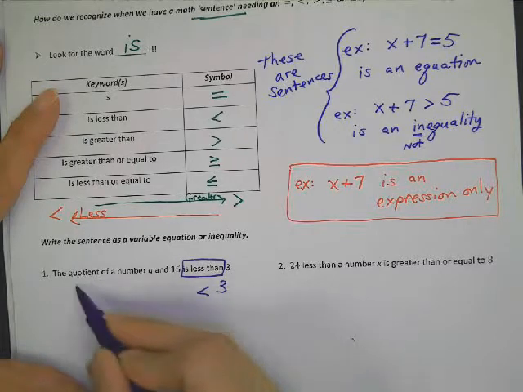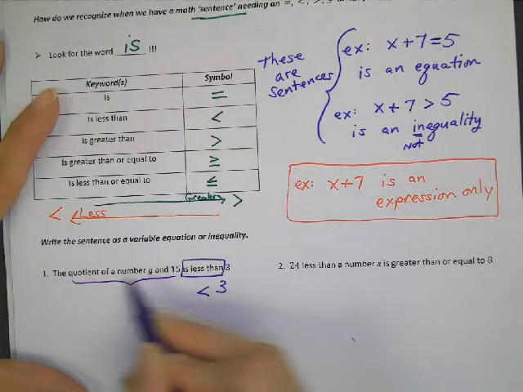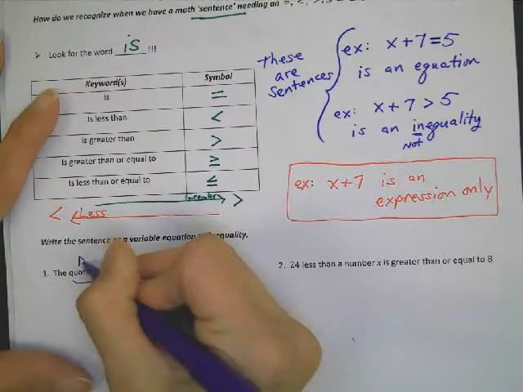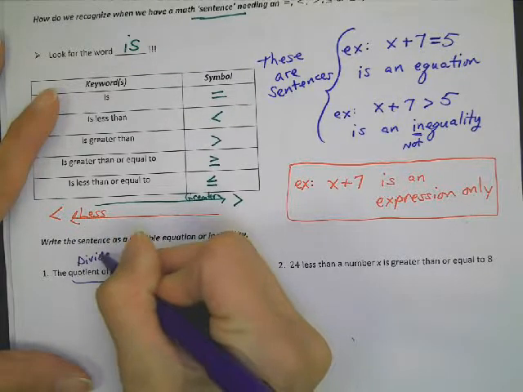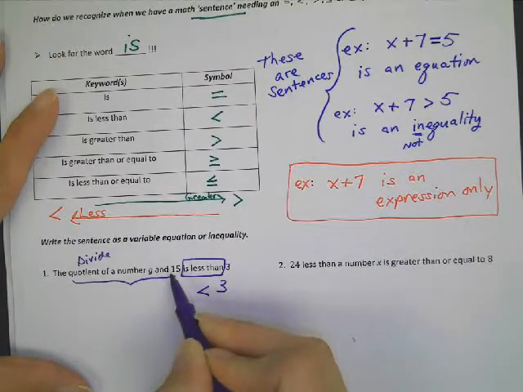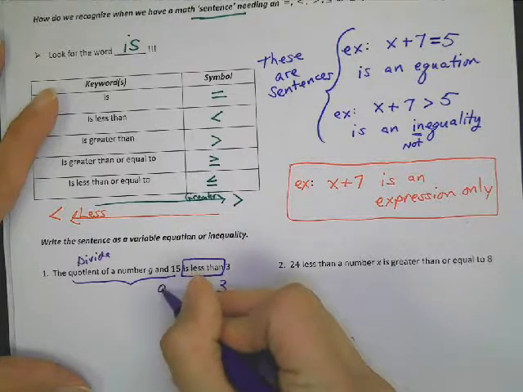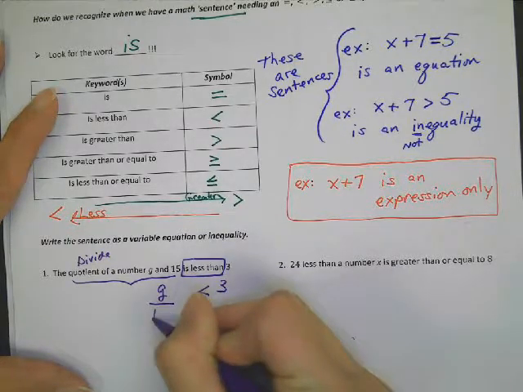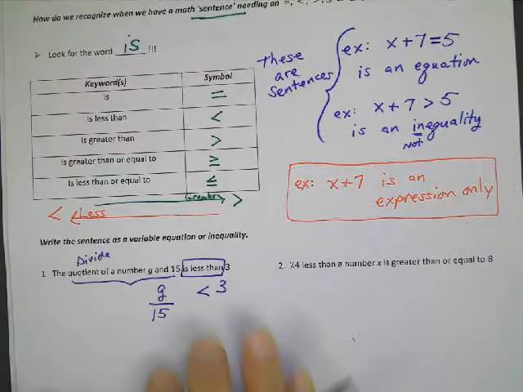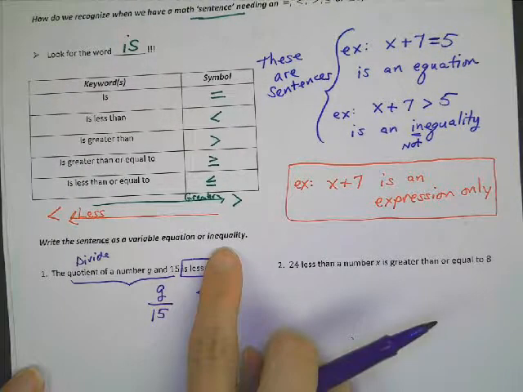Okay, so now let's work on this. The quotient of. Quotient means divide. Divide a number g and 5. So I'm going to take g and divide by 5. This inequality sign, this one is an inequality.